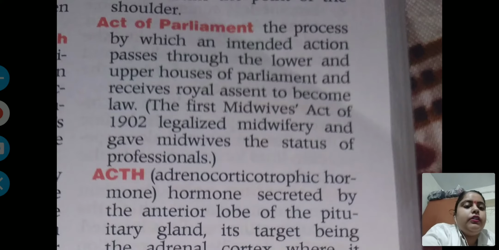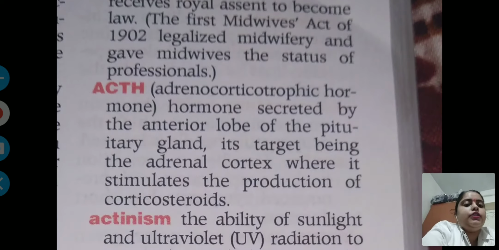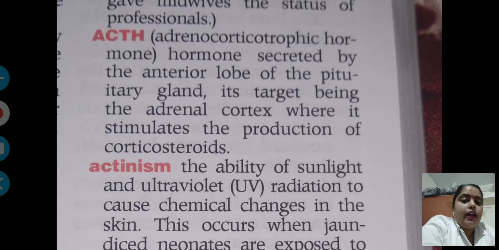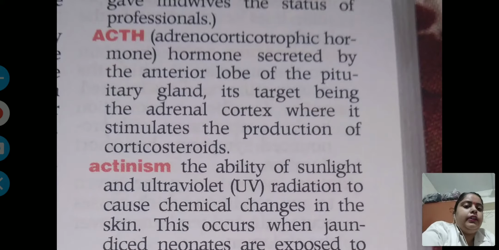So we are going to deal with the maternal and child part. This Act of Parliament was given in relation to midwifery. Now we will learn about ACTH. What is ACTH? ACTH is an adrenocorticotropic hormone which is secreted by the anterior lobe of the pituitary gland. Its target is the adrenal cortex, where it stimulates the production of corticosteroid.